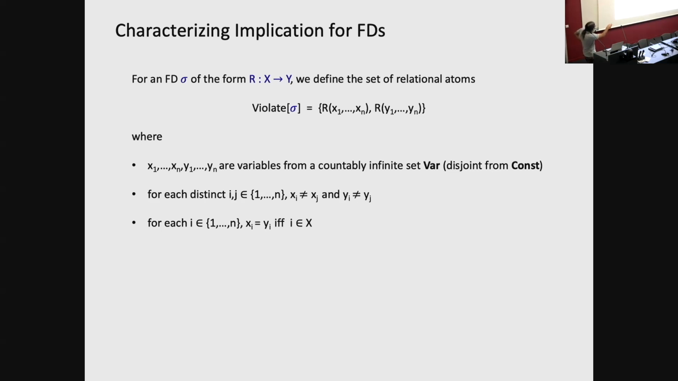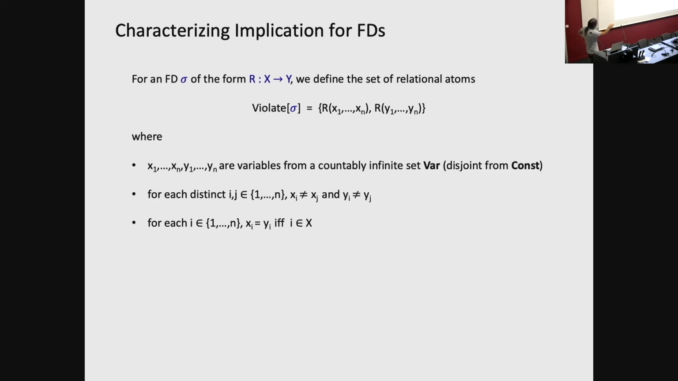Okay, let me introduce the set and then we will see what this is. So we define this set violate sigma, which collects two R atoms, right? R is the relation over which the functional dependency is defined. Now all these x1 up to xn, y1 up to yn are variables, right? That are coming from some countably infinite set Var. Recall that we have already seen the set Const, which are constant values, right? Now here, imagine that we have another disjoint countably infinite set Var of variables. So whenever we need a variable, we can take it from there.